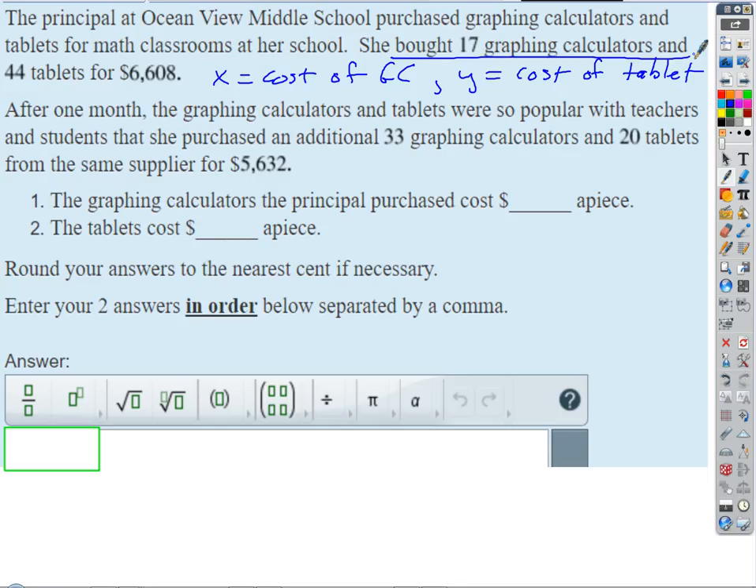17 graphing calculators and 44 tablets cost $66.08. How can I write that as an equation? What's going to be the cost of 17 graphing calculators if X represents the cost of one graphing calculator? What if one graphing calculator costs $100? How much would 17 cost? How'd you get that?